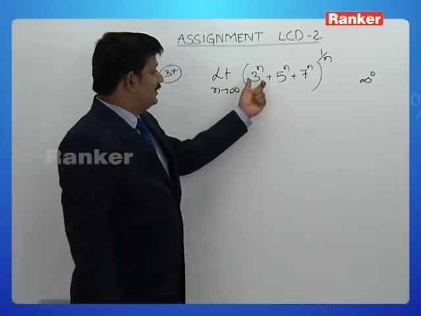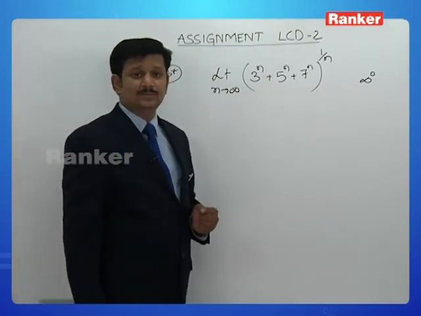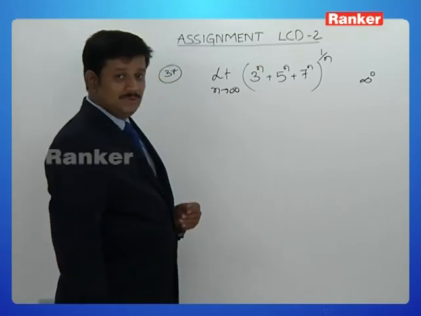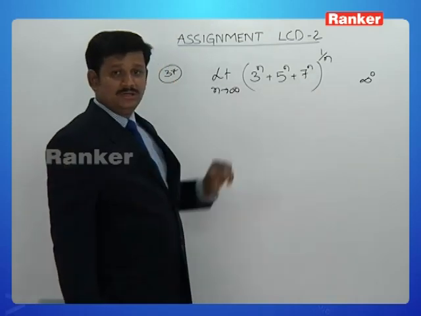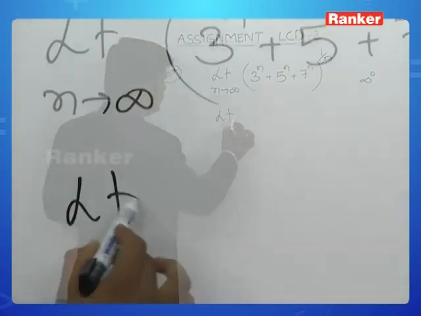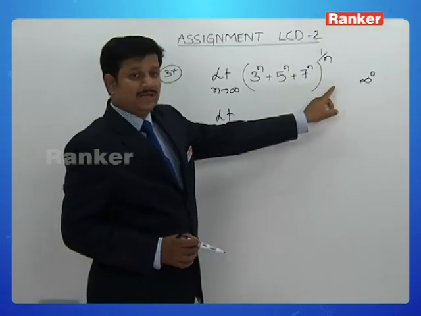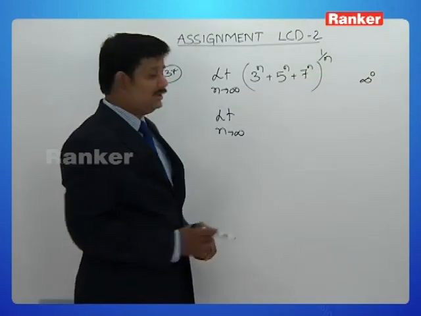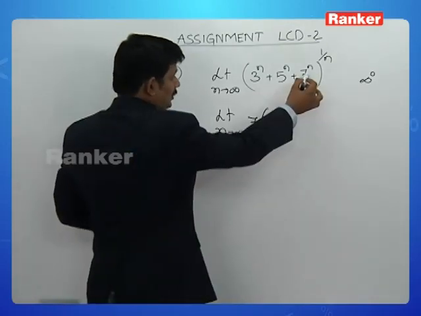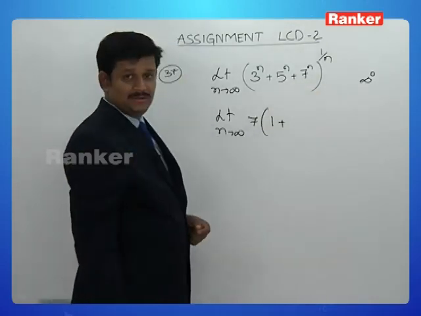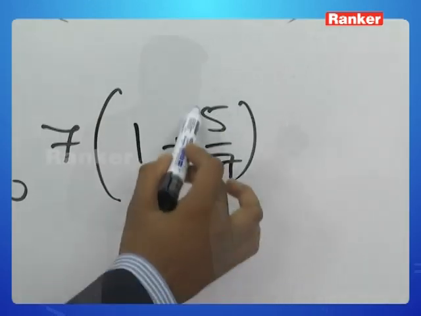So, it becomes difficult to directly evaluate this question. Infinity power 0 is an indeterminate form. So, what we need to do in this particular question is take 7 power n common from the base. This becomes limit n tending to infinity. When 7 power n comes out of this bracket, 7 power n power 1 by n makes it 7 into, this is 1 plus, from 5 power n we took 7 power n common, so this becomes 5 by 7 power n.